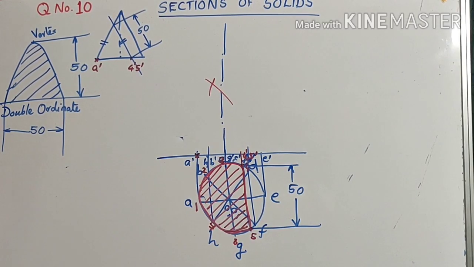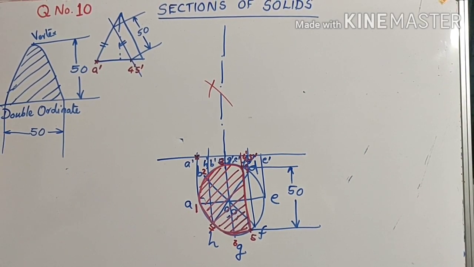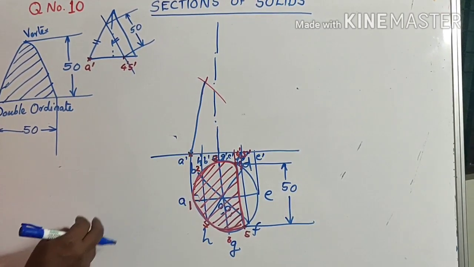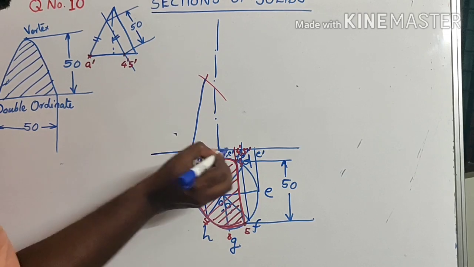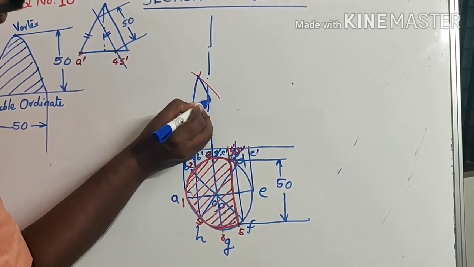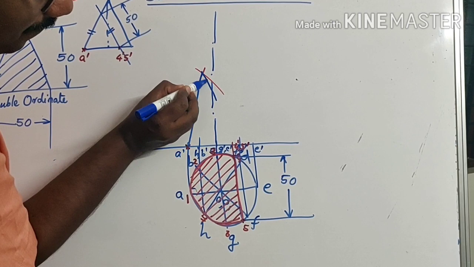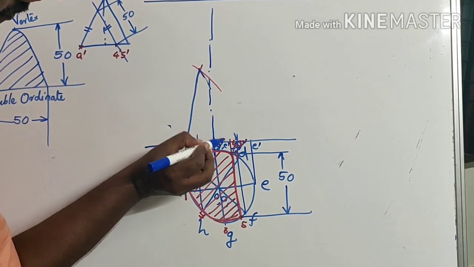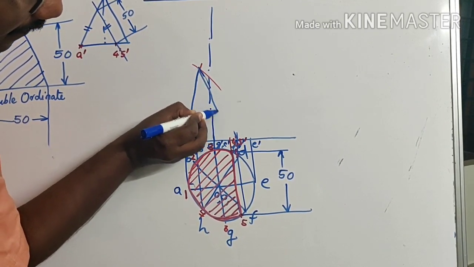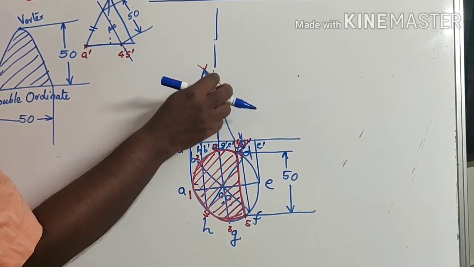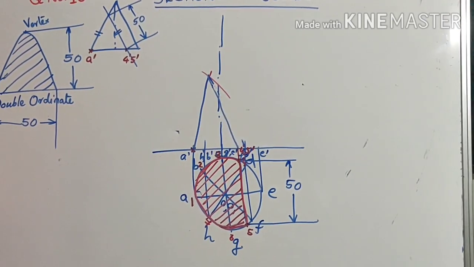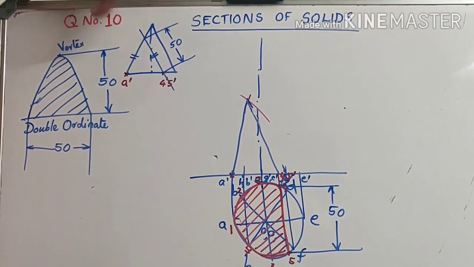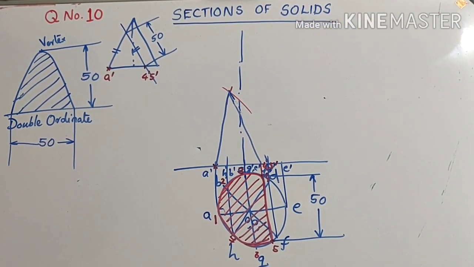So now you will get a line connecting A dash to this point and another line to 4 dash 5 dash. Okay, now we got only this part. The remaining part we have to complete.